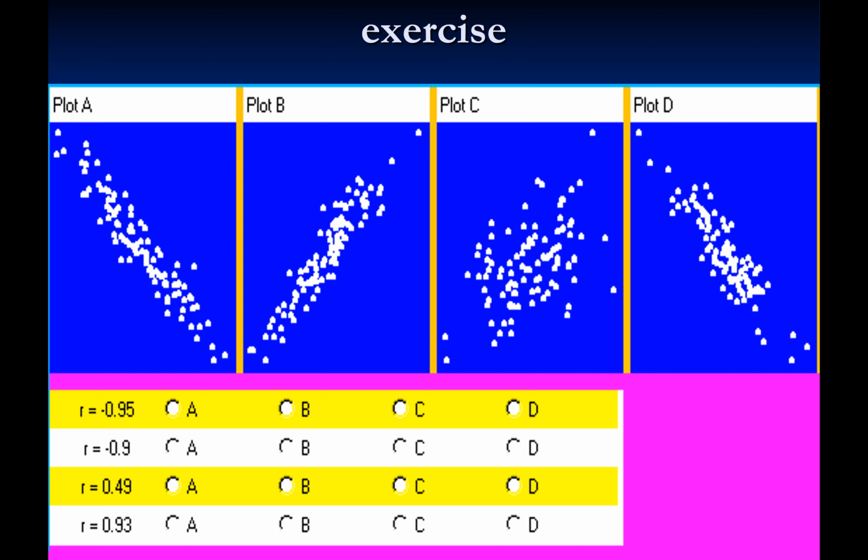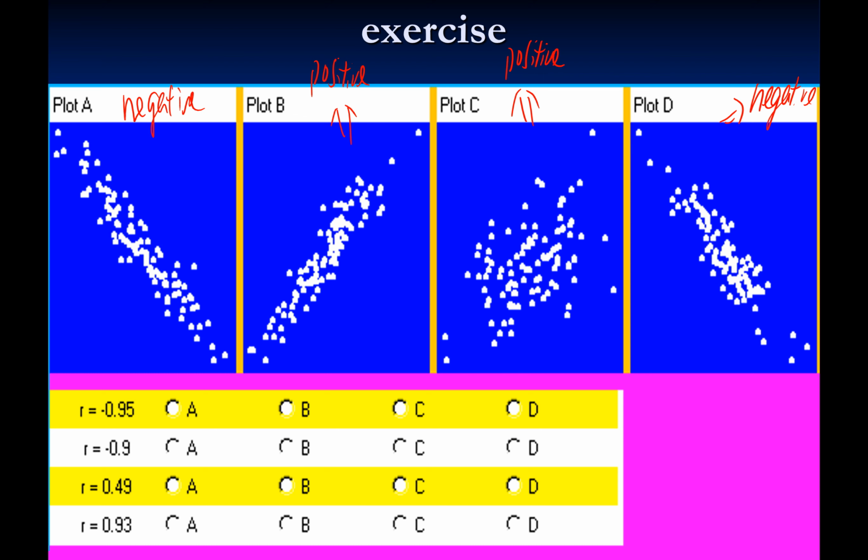And now let's take a look at this exercise, matching the value of R to the graph. So again, there are two groups of them. First group, this one is negative, or indirect correlation, definitely negative. The middle two are positive.